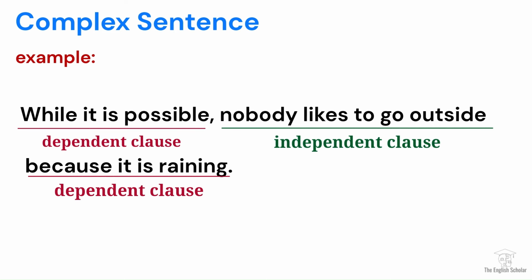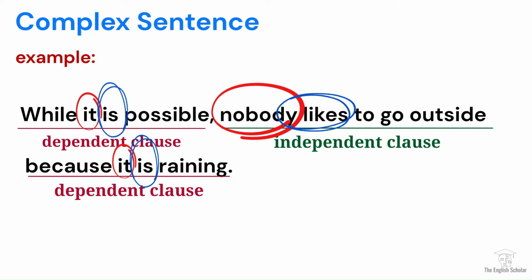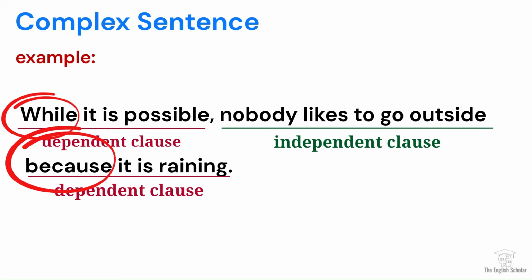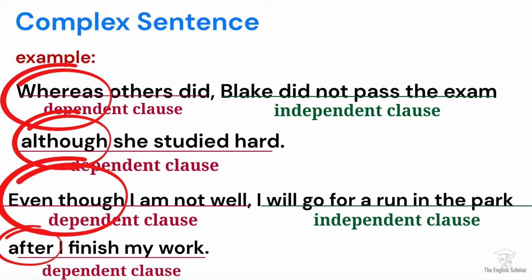Let's take the first example and break it down. Our independent clause or main clause is nobody likes to go outside. It stands alone on its own and can function as a sentence. Our dependent or subordinate clauses are while it is possible and because it is raining. All three clauses have subjects and verbs. The only difference is that the independent clause stands alone, while the others do not, and are marked by dependent marker words, specifically subordinating conjunctions. The same with the other two complex sentences.